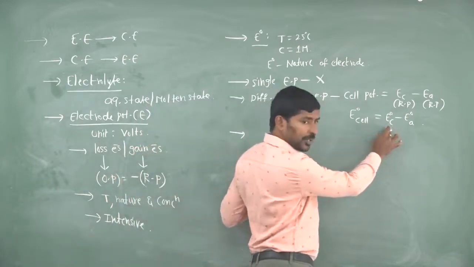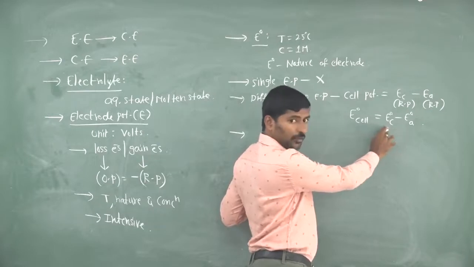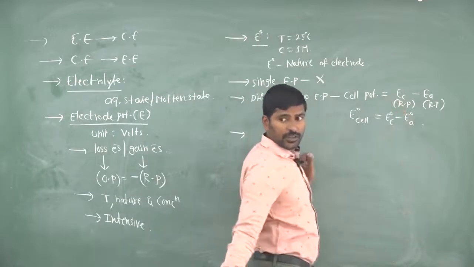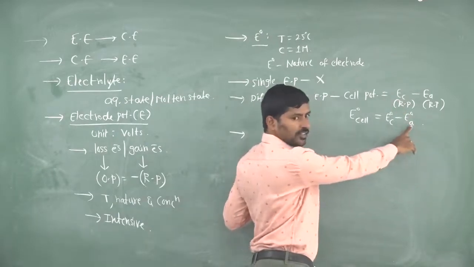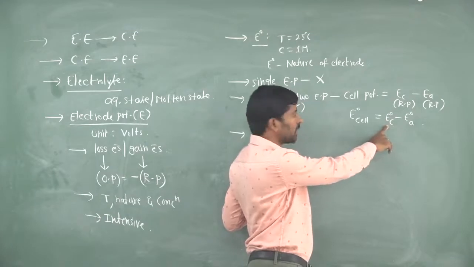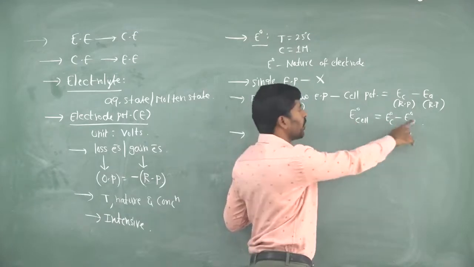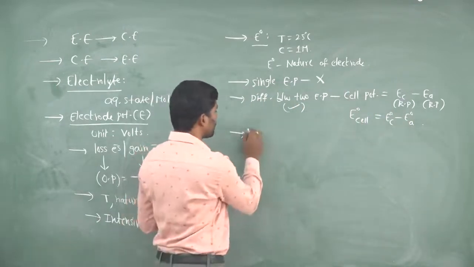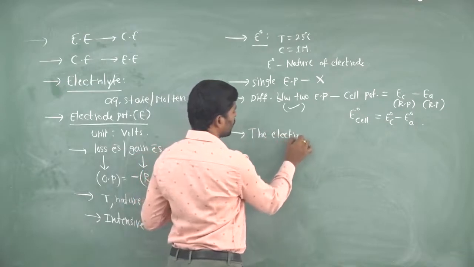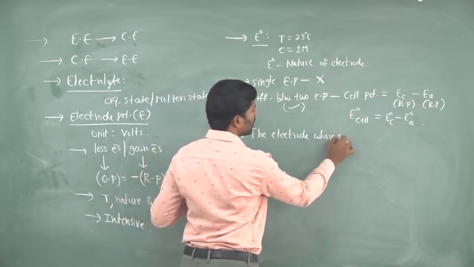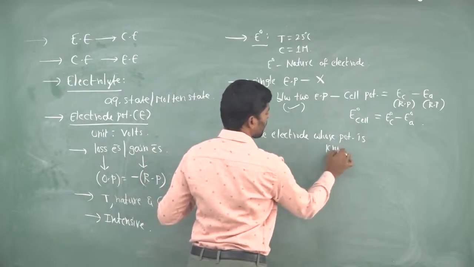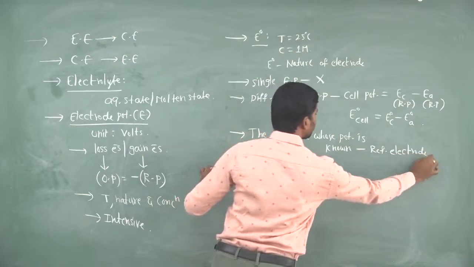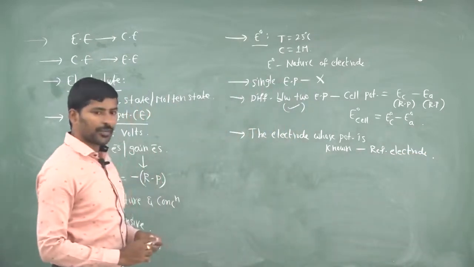If you want to determine a single electrode potential, it is possible when you combine that electrode with another electrode whose potential is known. Since E cell we can get experimentally, if one of the electrode potentials is known, the other electrode potential we can calculate. The electrode whose potential is known is called a reference electrode.